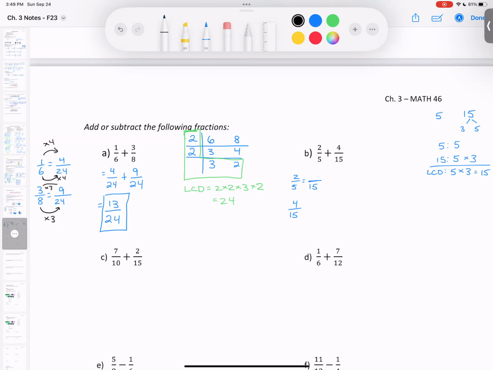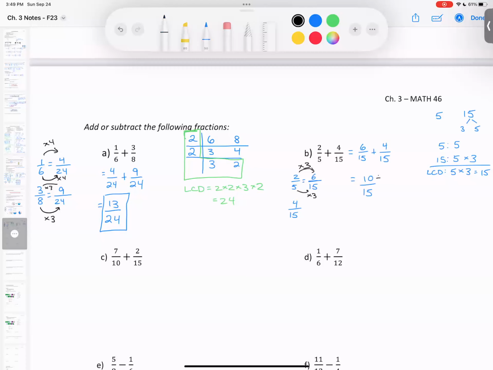Okay, and hopefully you had a chance to do that. So we've got 5 times 3 would give us 15. On top here, we're also going to multiply by the 3 to get 6. So 2 over 5 is the same thing as 6 over 15. And then I'm adding another 4 over 15. Now I have like fractions to add. So I add the numerators to get 10, keep the same denominator, and then I simplify if possible.